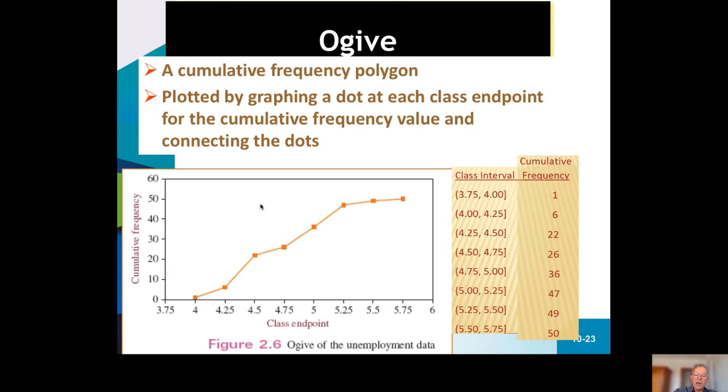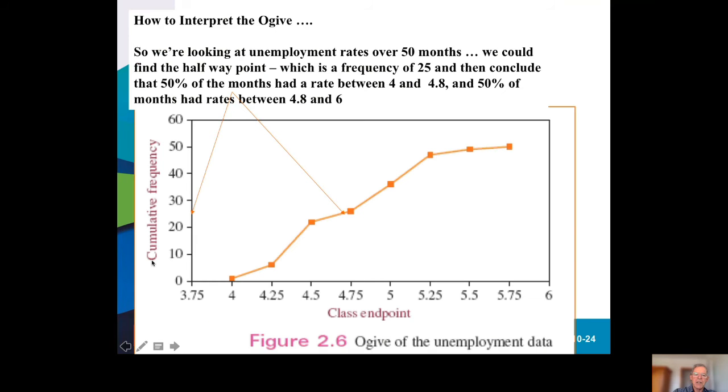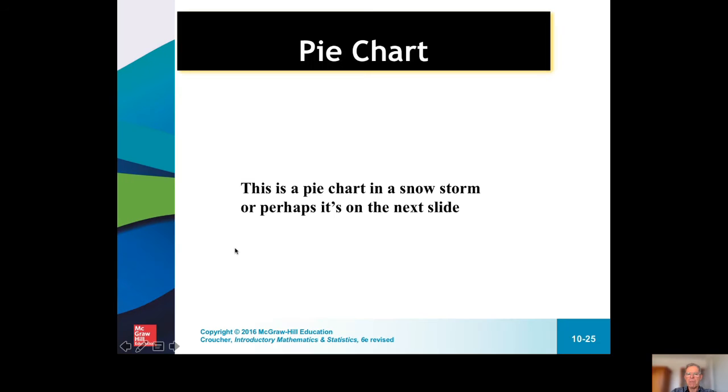And an ogive. We said the best way to interpret an ogive is, we know the total number of months was 50, and if you're trying to work out where's the bottom 10%, where's the top 20%, whatever. Imagine you said, well, where's the midpoint? So 50, half of 50 is 25. Half the months had unemployment rates less than 4.75 and half greater than 4.75. Just helpful for reading and interpreting the graph and making sense of it.